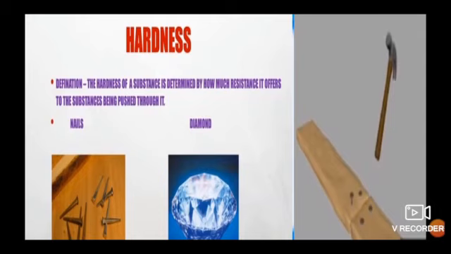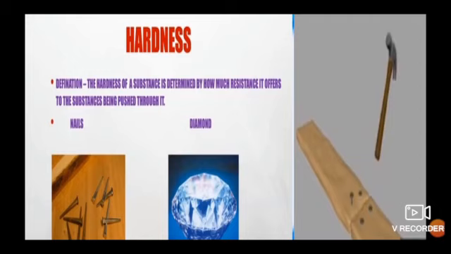Hardness. Take an iron nail and try to pierce a cardboard sheet, wet mud, and a piece of wood using the nail. What happens? The nail easily pierces wet mud, but not the piece of wood. It can pierce the cardboard sheet without much effort. Why does this happen? Because the hardness of a substance is determined by how much resistance it offers to the substance being pushed through it.